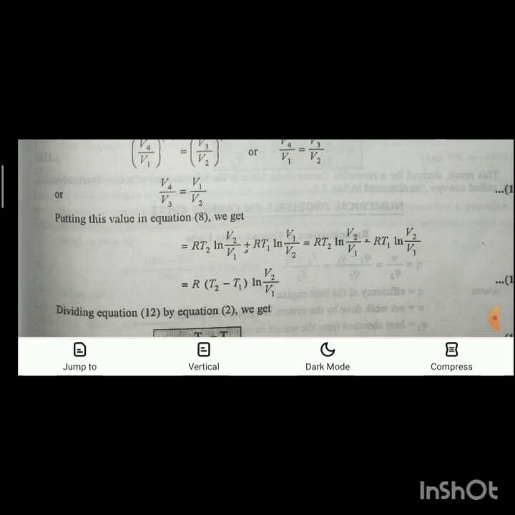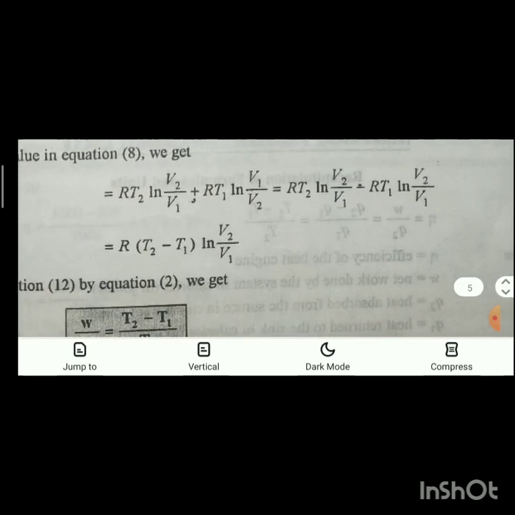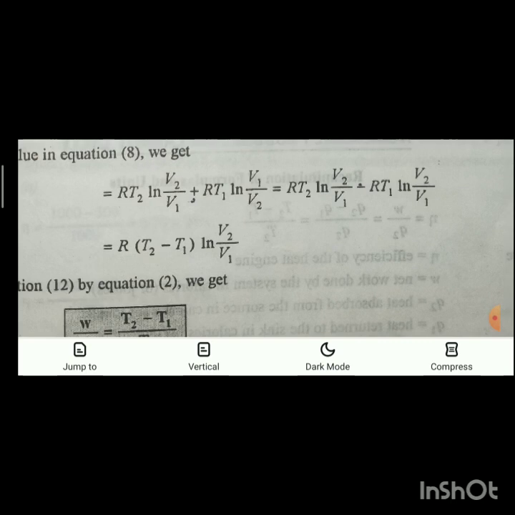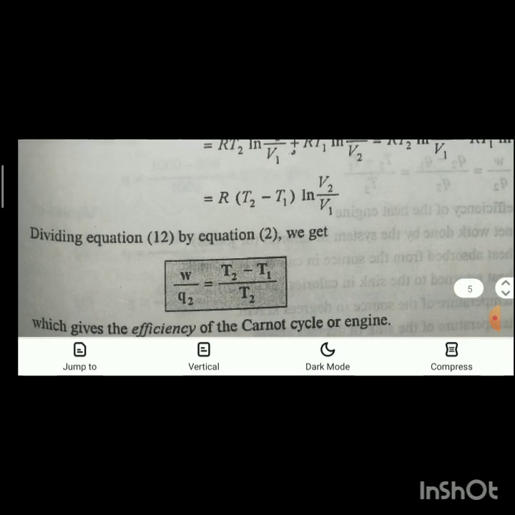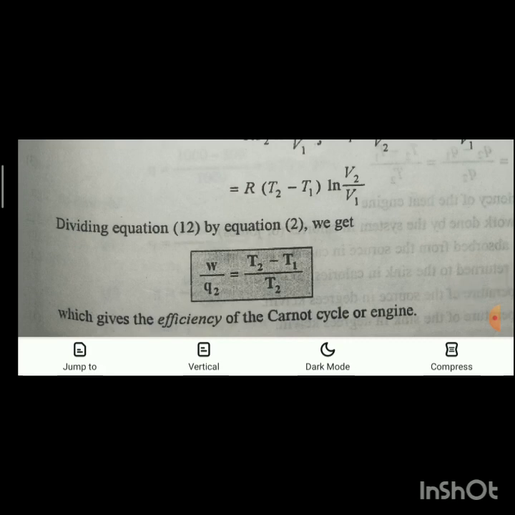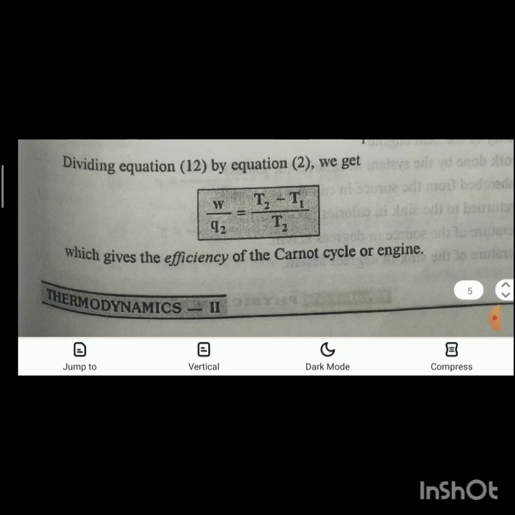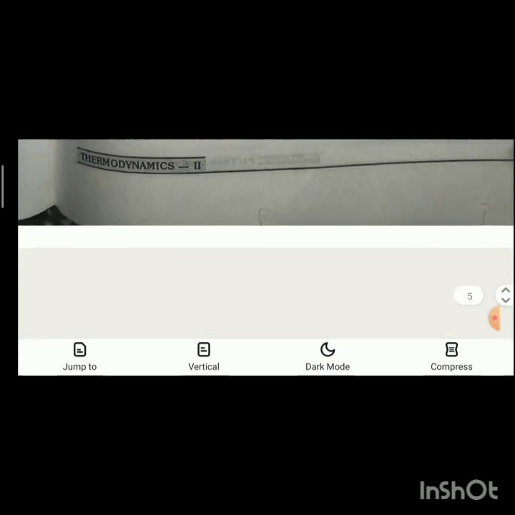Putting these values in equation 8, we get RT2 ln V2 by V1 plus RT1 ln V1 by V2 equals RT2 ln V2 by V1 minus RT1 ln V2 by V1 equals R(T2 minus T1) ln V2 by V1. Dividing equation 12 by equation 2, we get W upon Q2 equals (T2 minus T1) divided by T2, which gives the efficiency of the Carnot cycle or engine.